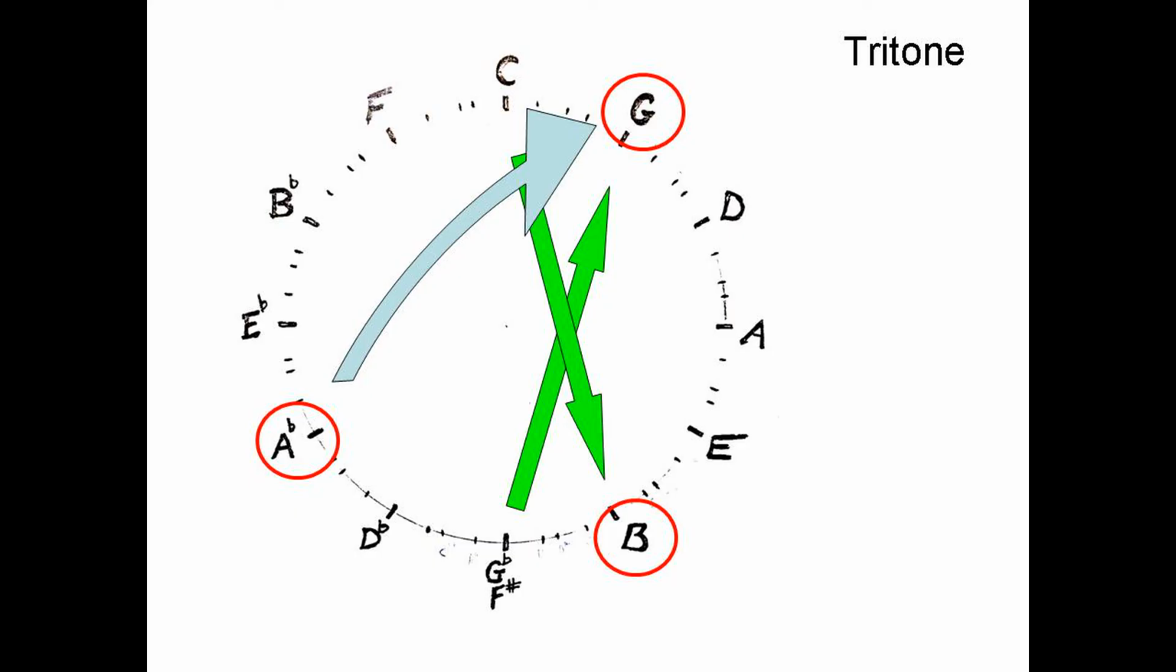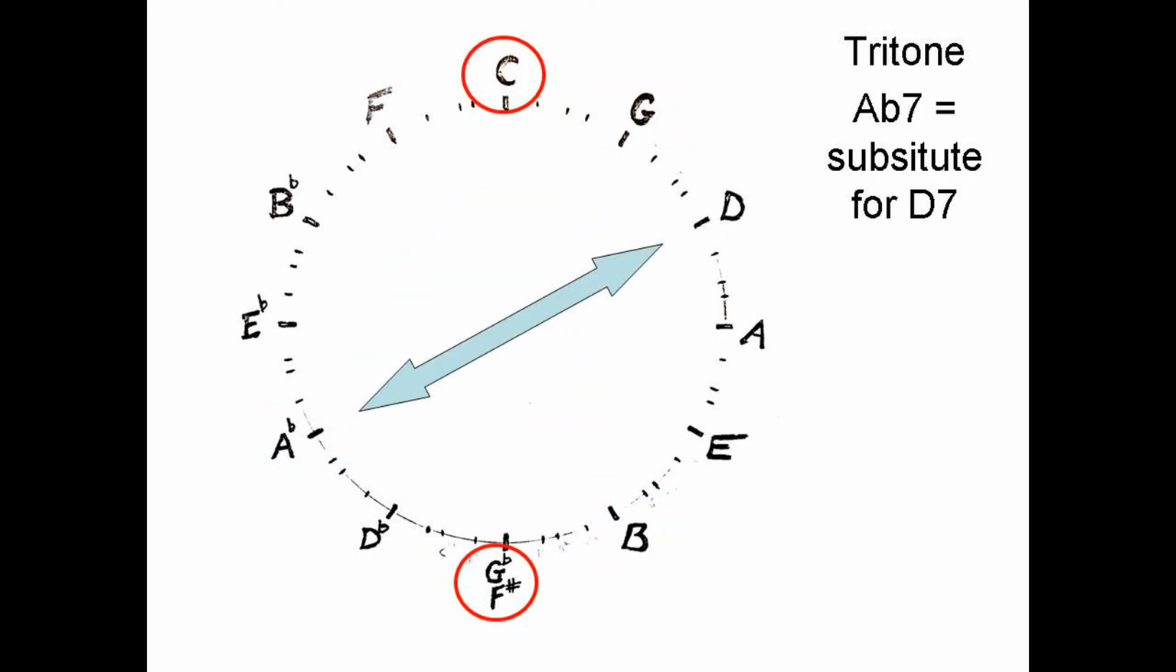In fact, A flat 7 and D7 are what they call substitutes. We can replace D 7th by an A flat 7 or vice versa, since they have the same tritone. So if A flat 7th is a substitute for D, then E flat 7 is a substitute for A, and so on. All chords lying opposite in the circle are each other's substitutes.